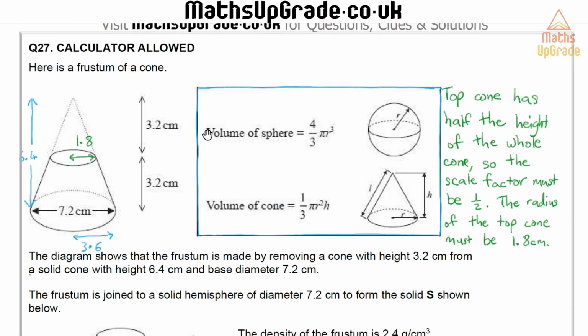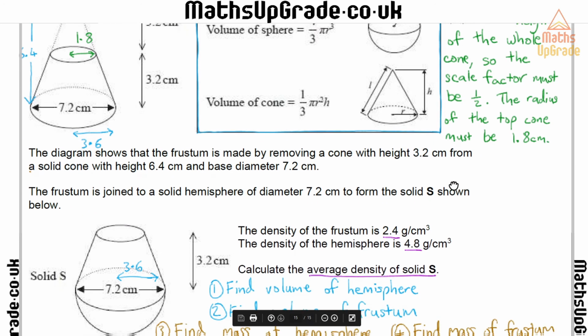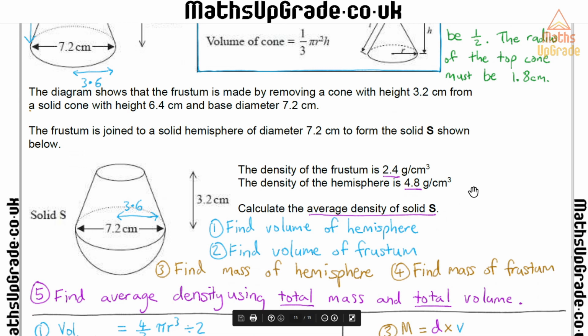So I've labelled on here the overall height of this cone and the radius of this cone, and I know that the top cone has got half the height of the whole cone, so the scale factor must be a half. Therefore, the radius of the top cone must be 1.8, since it should be half of 3.6. So I've done that using simple knowledge about scale factors on 3D shapes. So that's where that value comes from there. These are the steps for this question here.